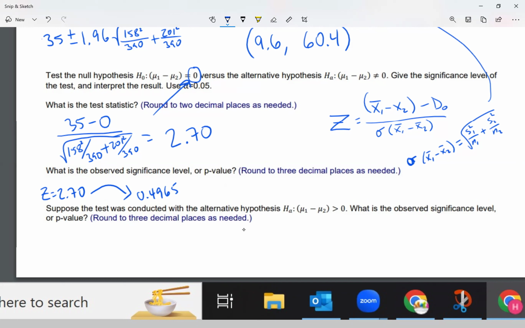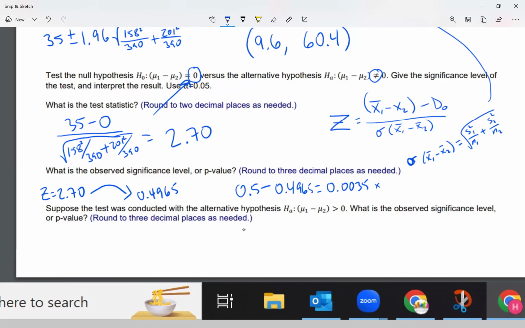Now, what I need to do here for my p-value, I'm going to go 0.5 minus the probability that my Z-score gave me. So minus 0.4965. So my p-value is equal to 0.0035. Let me look at my alternate hypothesis. My alternate hypothesis had a not equal to sign. So that just made it a two-tailed p-value.